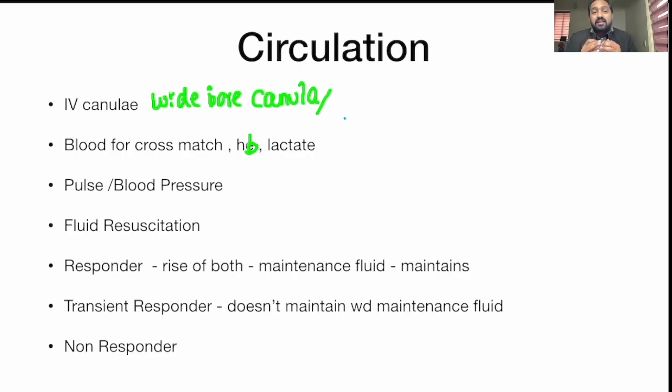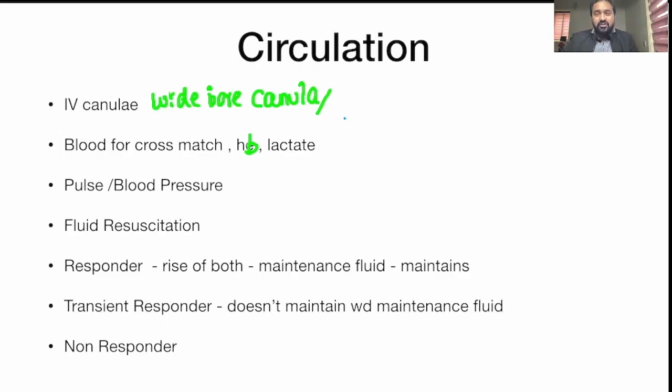When we resuscitate the patient, it could be a responder, a transient responder, or a non-responder. Responders are those whose blood pressure rises on giving the bolus dose of fluid, and on maintenance fluid it is maintained. The transient responders are those who do not maintain with the maintenance fluid. That is, when you give around 250 to 500 ml of saline bolus, their blood pressure might shoot up, but then on giving a maintenance fluid it again falls. And the non-responder itself says that it does not respond to your fluid challenge, right?